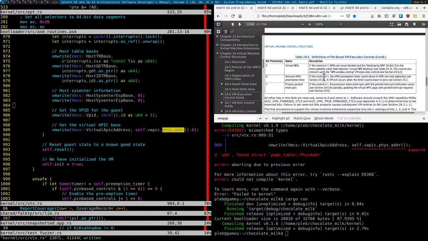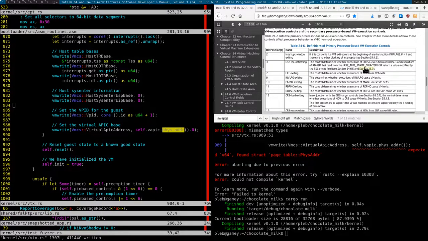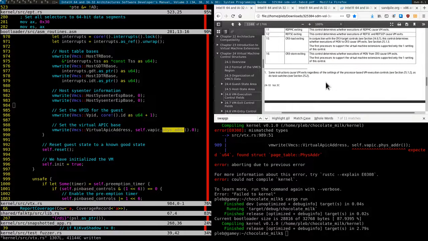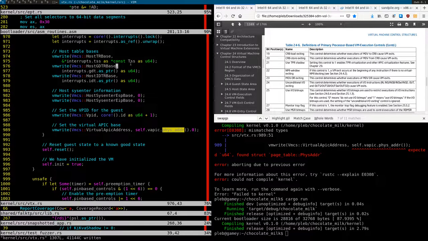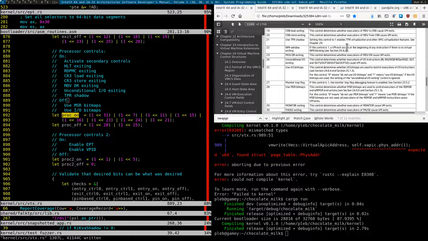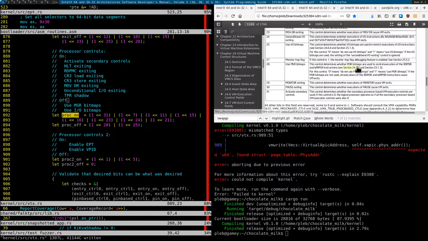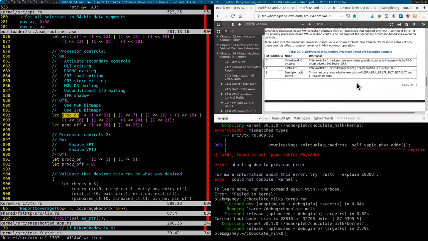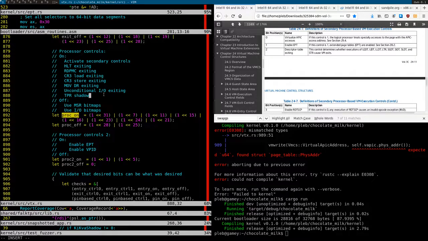Virtual NMIs, don't need that. Preemption timer, okay. So I'm going to set use TPR shadow. This is in proc on. I want TPR shadow on, which is 21. So now we're going to use TPR shadow. Move DR, we don't care about. Well, we actually have DR exiting. Okay, so now we have TPR shadow on, and then we can enable virtualize APIC accesses.